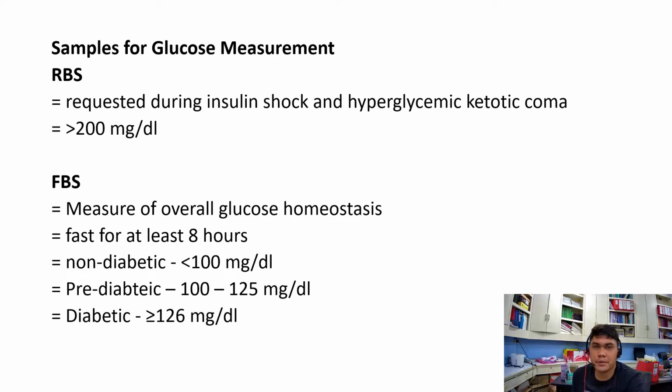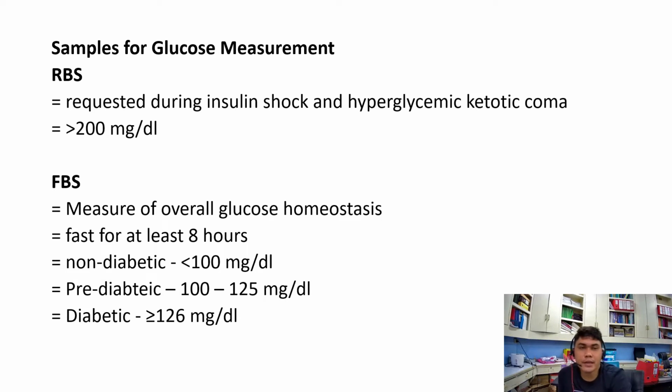Next, you have the samples for glucose measurement. First you have RBS. RBS is not that reliable in diagnosing type 2, type 1 DM, but you can use it during emergency cases. It's usually requested during insulin shock and hyperglycemic ketotic coma, or to diagnose hypoglycemia. For RBS, the normal concentration is less than 200 mg per dl.